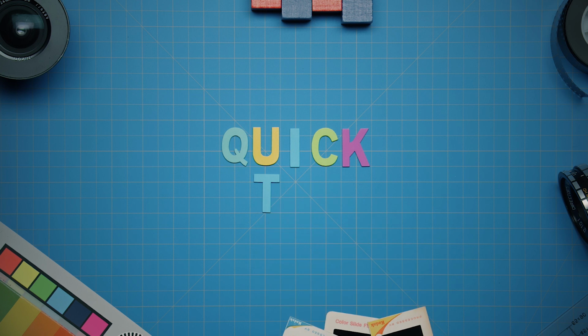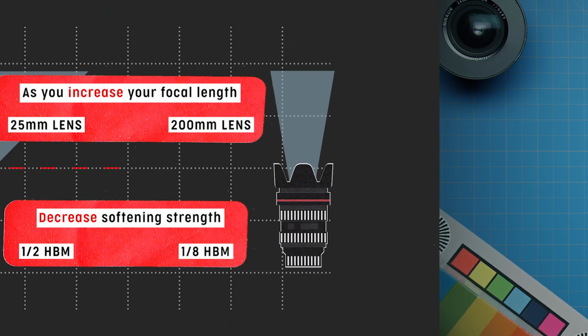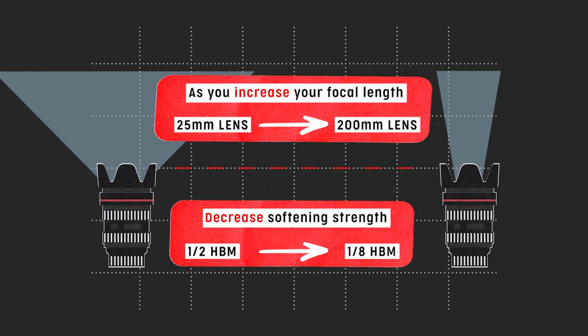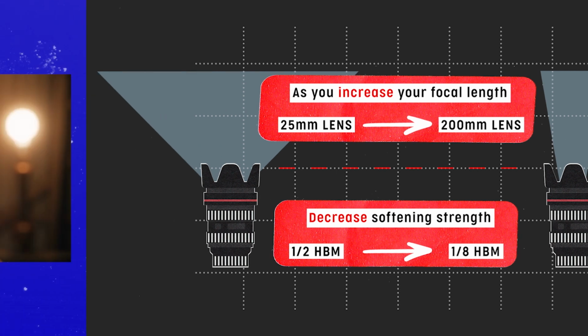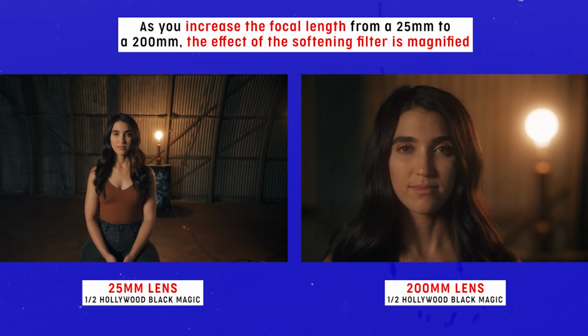A good rule of thumb for softening filters is to remember to walk off the strengths the more you zoom in. For instance, say you put in a half and you're shooting on a 25mm. So you're on a 25mm and you have a half Pro Mist. And then you switch to a 200mm. Well, if you leave that same half in, the effect is going to be a lot more extreme. That's just because you're looking through a narrow part of that glass because you've zoomed in.